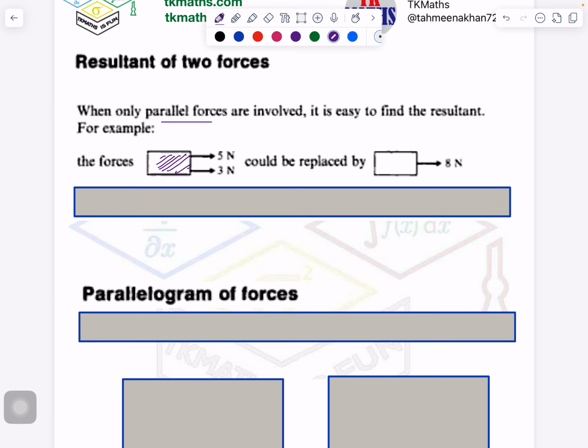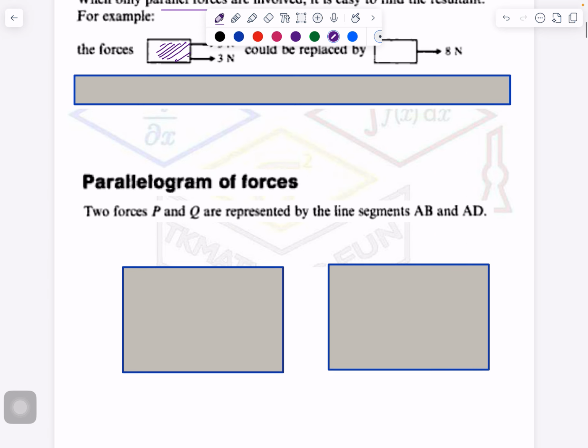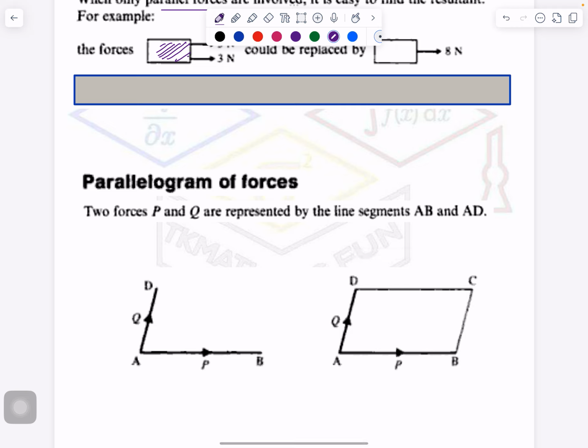Now, if the forces are acting at a particular angle, for example, if I'm talking about forces P and Q, which are represented by segment AB and AD, right, here it is, then how will you find the resultant force? There are 2 ways to do that. One is parallelogram of forces. So you can make a parallelogram with the help of these forces. In a parallelogram, the opposite lines will have the same direction and same force, right? So the resultant will be this force. This is called a resultant force.